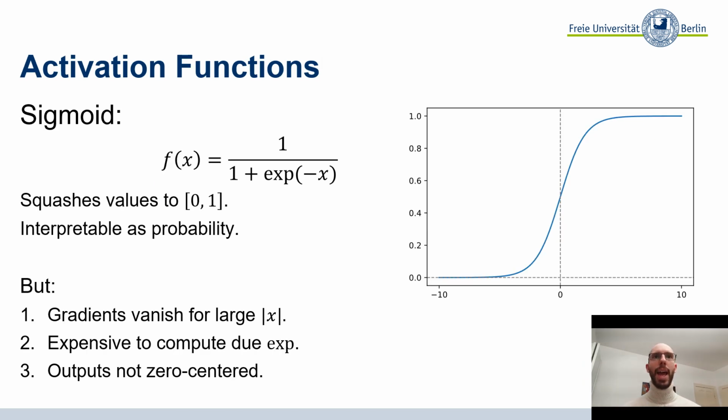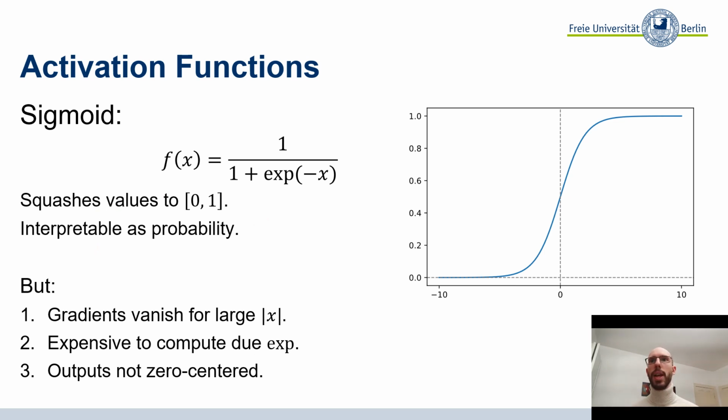Okay, first of all, activation functions. This one you already know. This is the sigmoid function, and we know what it does. The function looks like this. It squashes the outputs to values from 0 to 1. And it's nice because it's interpretable as probability, but it has some disadvantages.